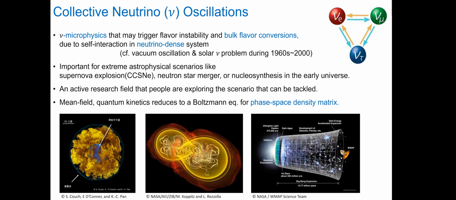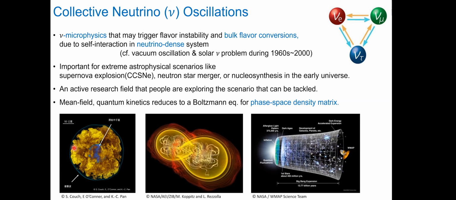The neutrino is a fundamental particle. It can oscillate even in vacuum, changing from one type of neutrino to another. This is a very strange property that no other fundamental particle, like the electron or proton, can have. Today's topic, collective neutrino oscillation, is another kind of microphysics that can cause such oscillation and trigger flavor instability and fast flavor conversions. Basically, it is due to self-interaction in neutrino-dense systems. People expect that it's important for extreme astrophysical scenarios like supernova explosions, neutron star mergers, or nucleosynthesis in the early universe, the Big Bang.